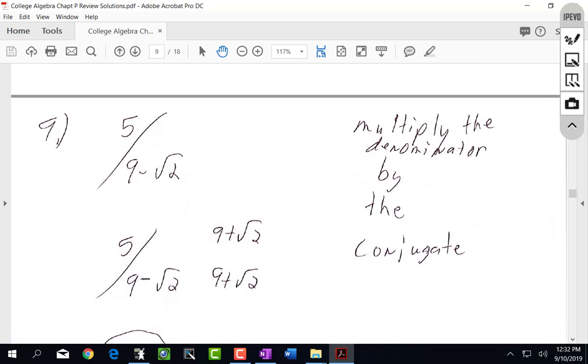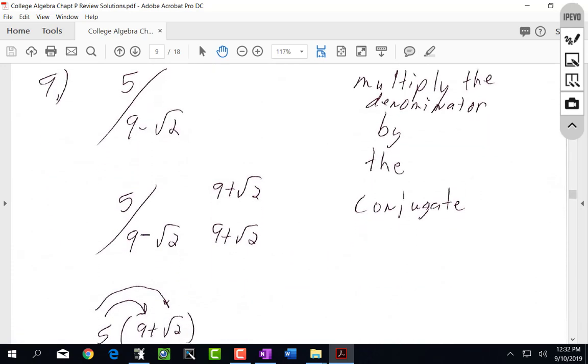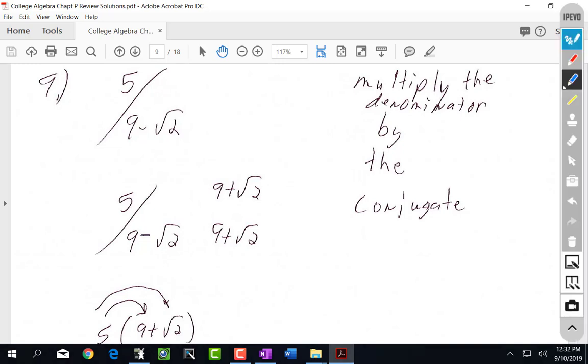On number 9, it says we've got 5 all over 9 minus the square root of 2. So it's to rationalize your denominator. So we're going to multiply the denominator by the conjugate. So we're going to multiply both top and bottom, both numerator and denominator, by 9 plus the square root of 2.